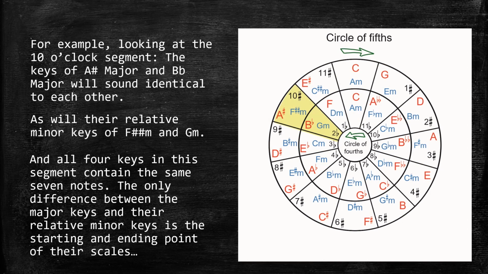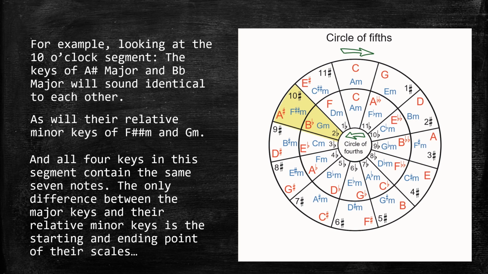For example, looking at the 10 o'clock segment, the keys of A sharp major and B flat major will sound identical to each other, as will their relative minor keys of F double sharp minor and G minor. And all 4 keys in this segment contain the same 7 notes.